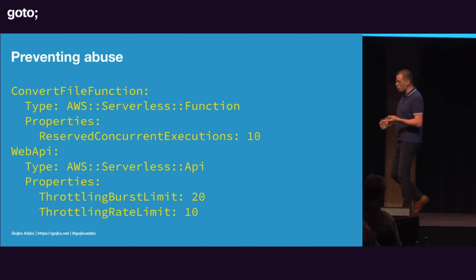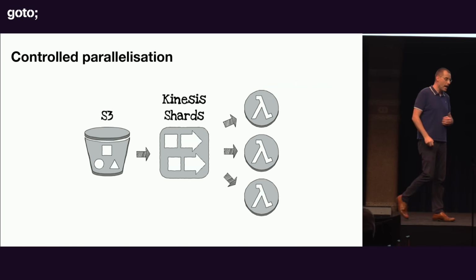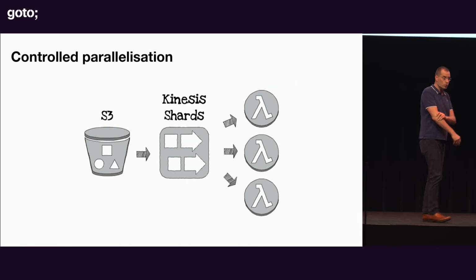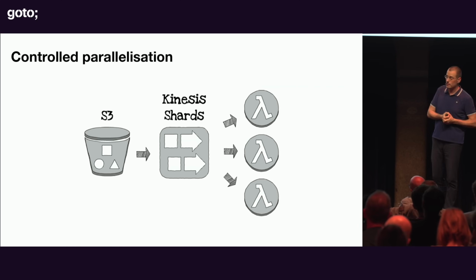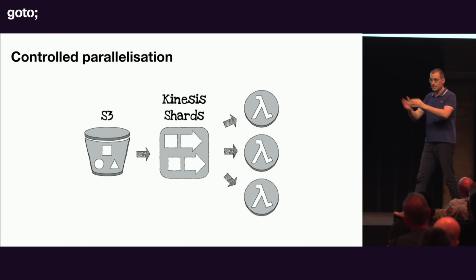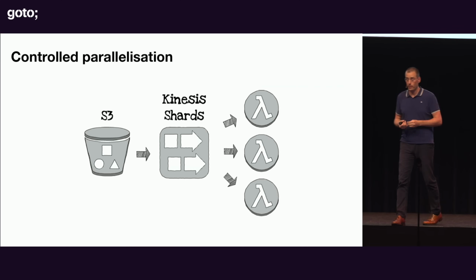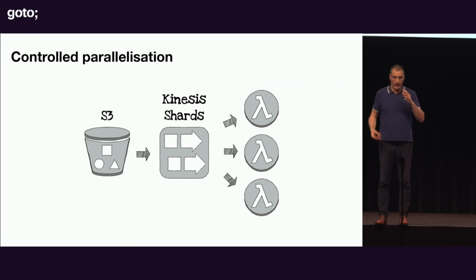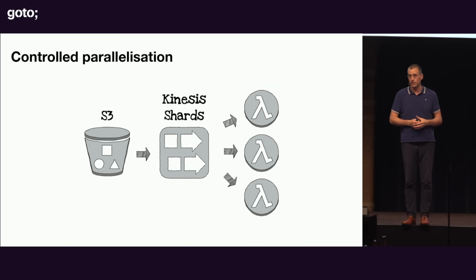Another thing: I said there's no routing control really, but you can cheat a bit. One thing that you can do is control parallelization with Kinesis. Kinesis is an additional service on Amazon, and Kinesis is a stream processor that works with shards. Shards are sequences of events that are separated, and you give it a data field that it hashes to decide what shard to send something to.